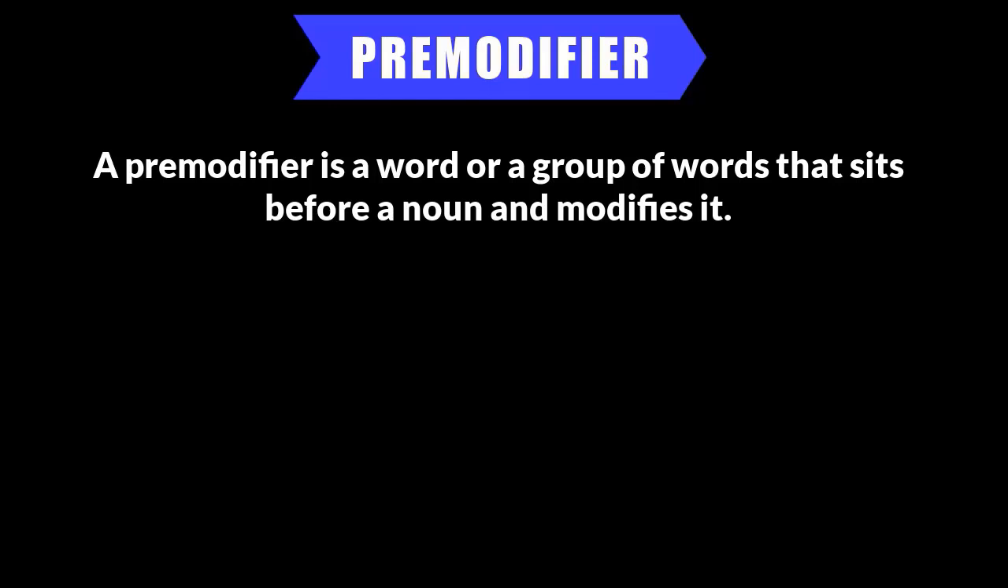What is a pre-modifier? A pre-modifier is a modifier, an adjective that comes before a noun and modifies the noun. And what do we have in a pre-modifier? We basically have determiners and adjectives.